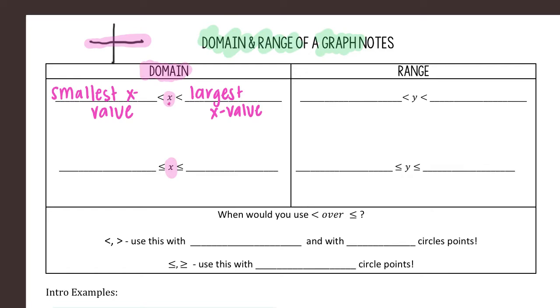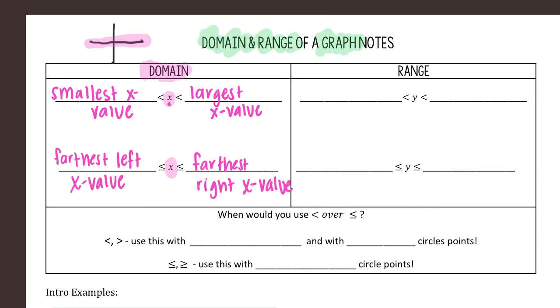So this is saying the x's are smaller than whatever your largest x value is, but they are larger than whatever your smallest x value is. Visually, if you're looking at that on a coordinate plane like the one above, the smallest x is going to be the x value that is the farthest left. So this is the farthest left x value that the graph touches, and then the largest x value is the farthest right x value. We'll break that apart in a minute.